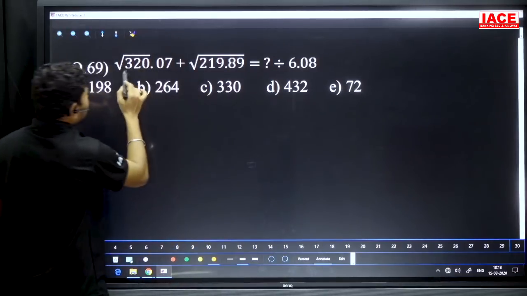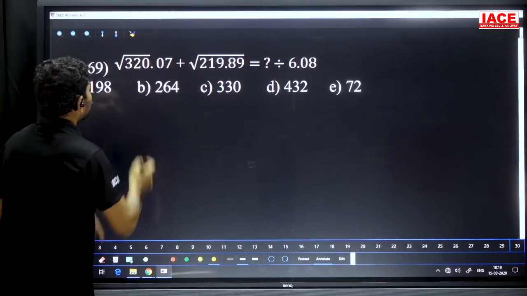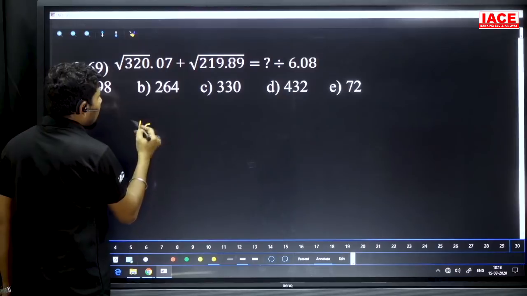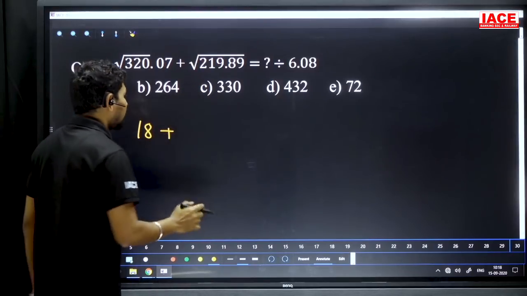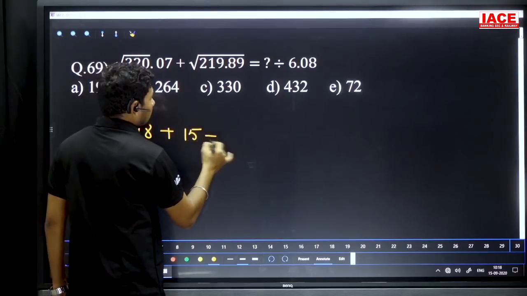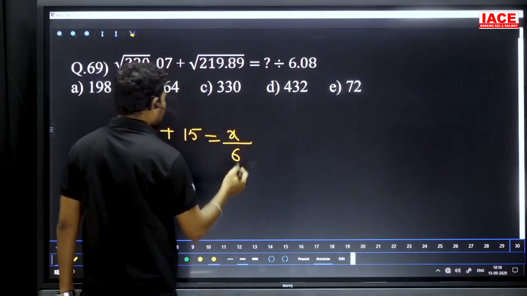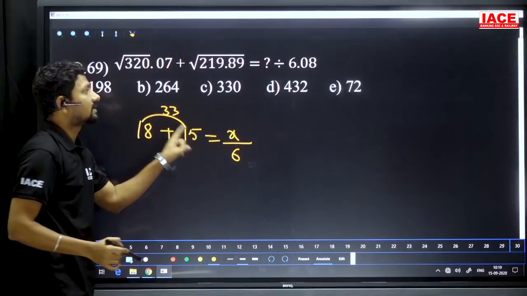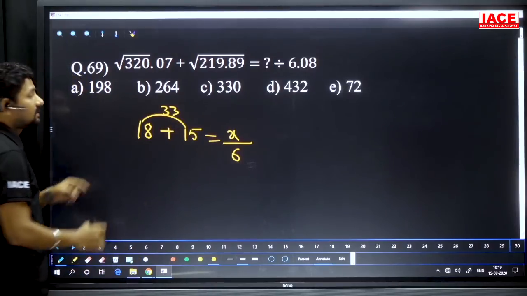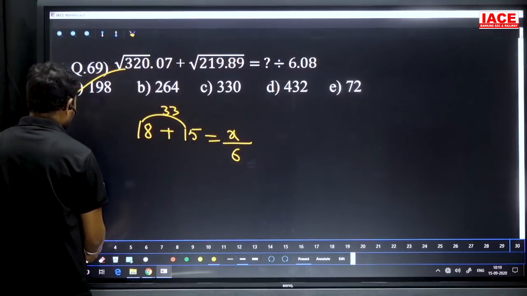Next, root of 320. Basically you can't get the root of 320, so we have to modify the question. So 324, that is 18. Here also you can't get 219 or 220, so you will go with 225. Its value is 15, equal to x by 6. 18 plus 15 is equal to 33. Then 6 can be multiplied. 6 times 33 is 198. Option A.